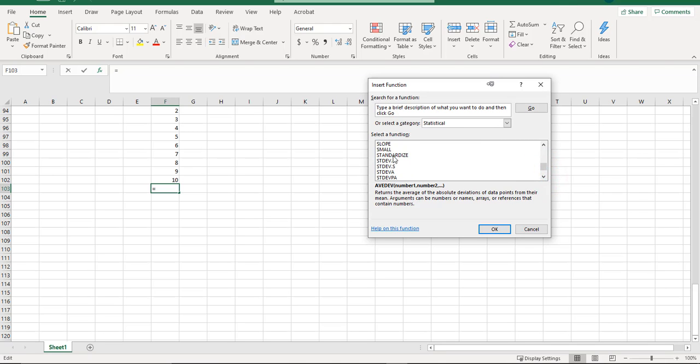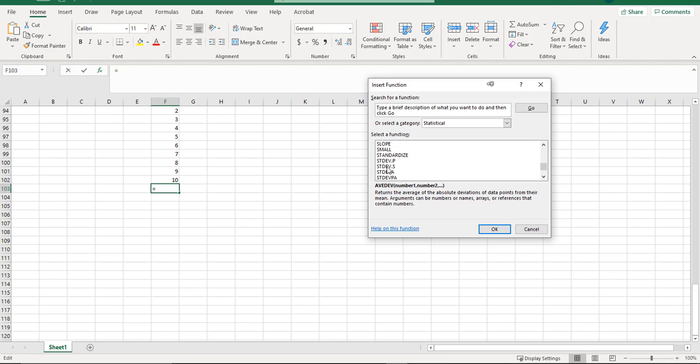So you can see they have STDEVP, STDEVS, STDEVA, I don't know what that means, and another one I don't know what that means either. And I think I left out one. Well, anyway.